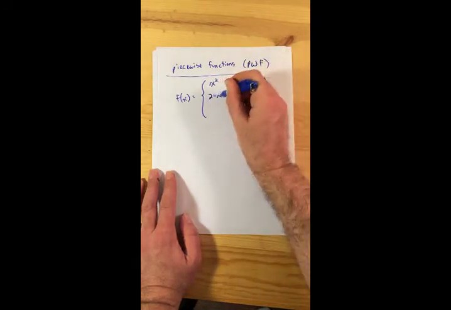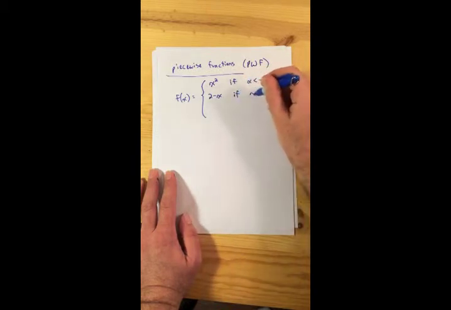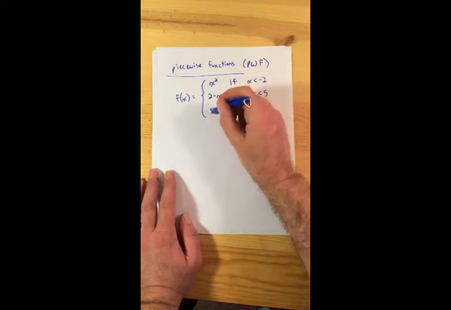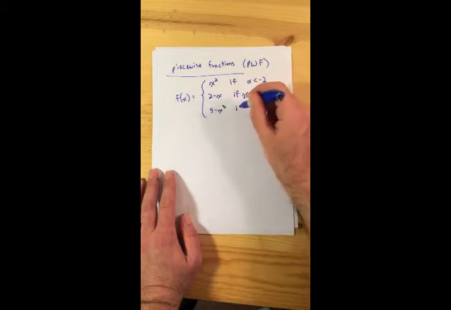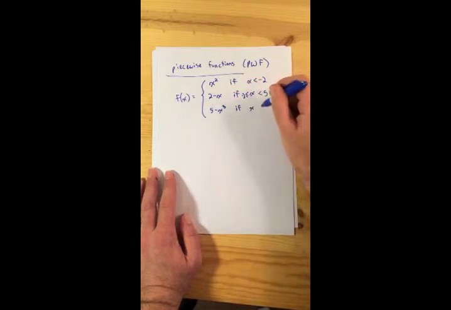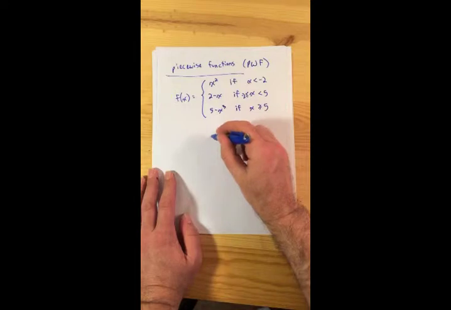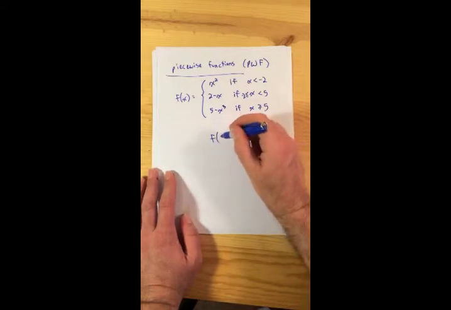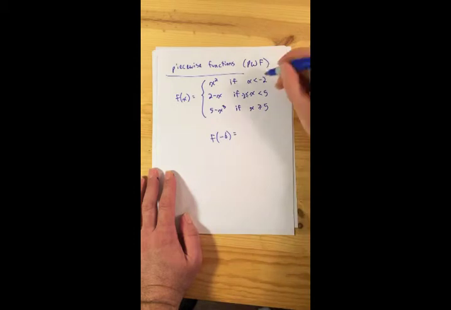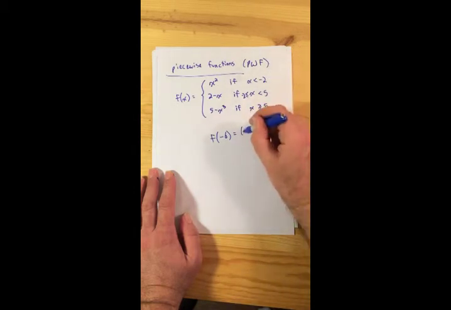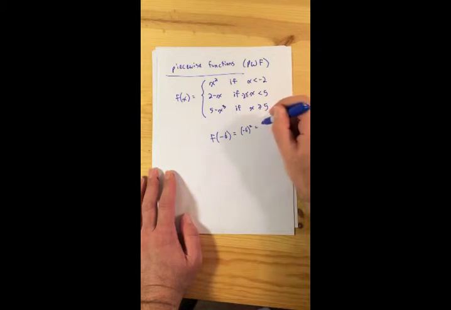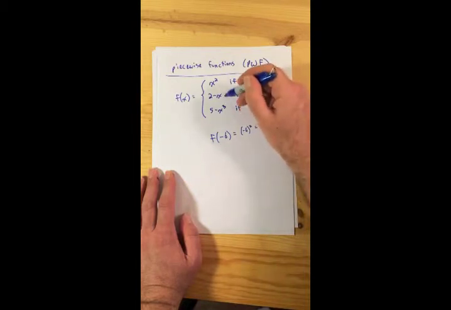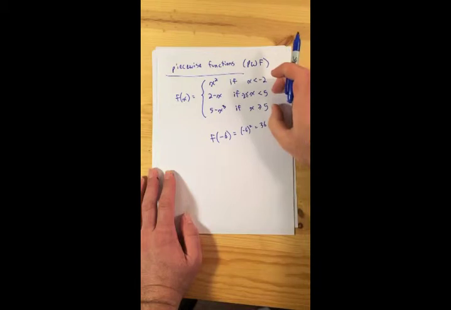Let's say it's going to be 2 minus x if x is greater than or equal to negative 2 but less than 5. And let's say it is 5 minus x cubed if x is greater than or equal to 5. So how do we evaluate this thing? If I wanted to evaluate f of negative 6, well, negative 6 is less than negative 2, right? So it's going to be negative 6 squared, which is 36. So these other two functions don't matter because negative 6 isn't in the domain for those pieces.